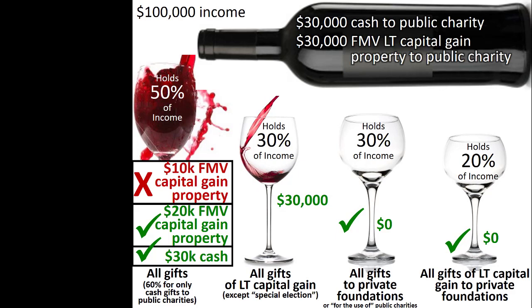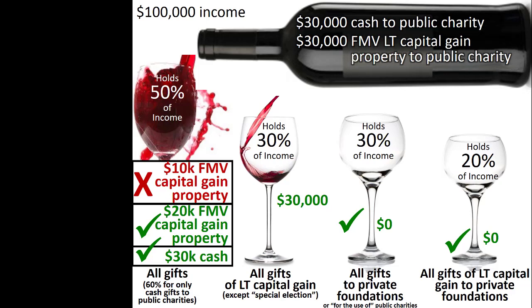Because the first glass cannot hold all $60,000 of deductible gifts made during the year, some gifts will have to be carried forward. The $30,000 of cash given to a public charity is the most favored kind of charitable transaction. Consequently, this gift will be deducted first. This means that the $10,000 of carryover will come entirely from the capital gain property gifts made to public charity.